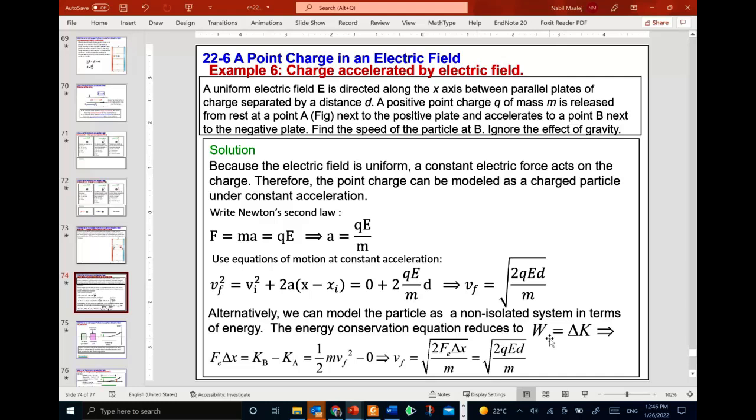Or we can use the work-kinetic energy theorem. The work is equal to delta K, and the work is the force times the displacement. And delta K is K final minus K initial, which is 1/2 m V final squared, and we find the same equation. V final is the square root of 2QEd divided by m.